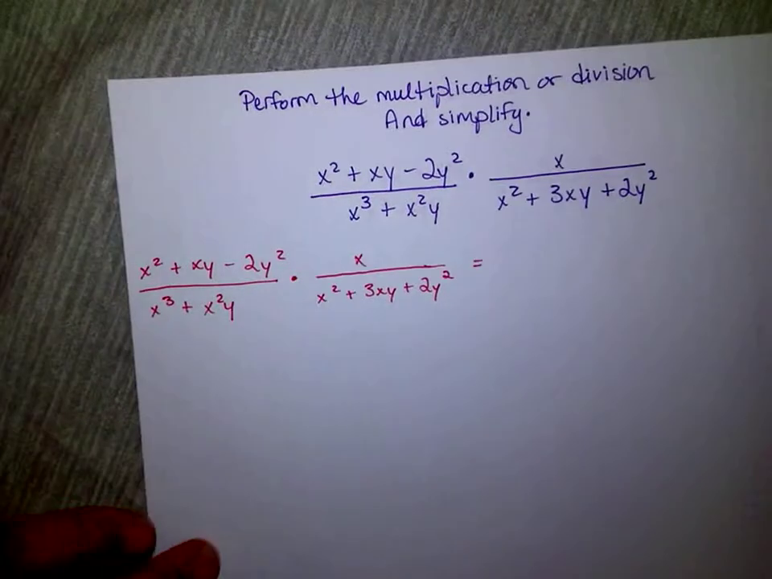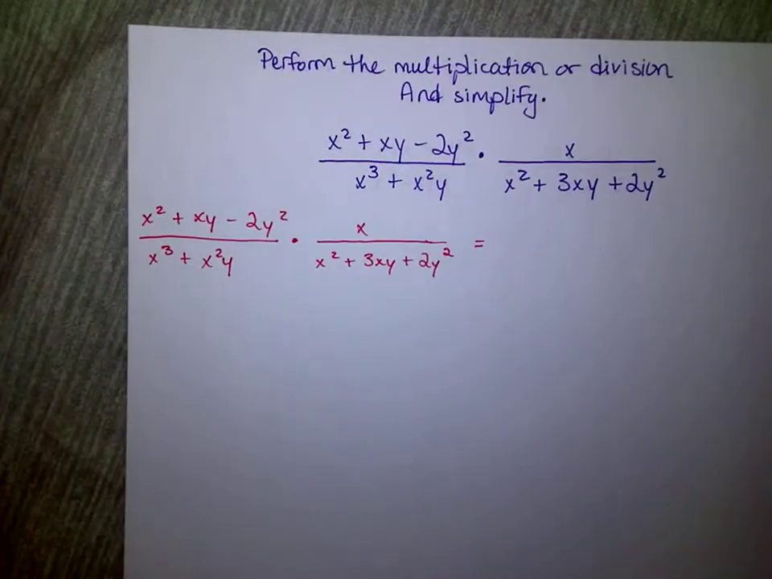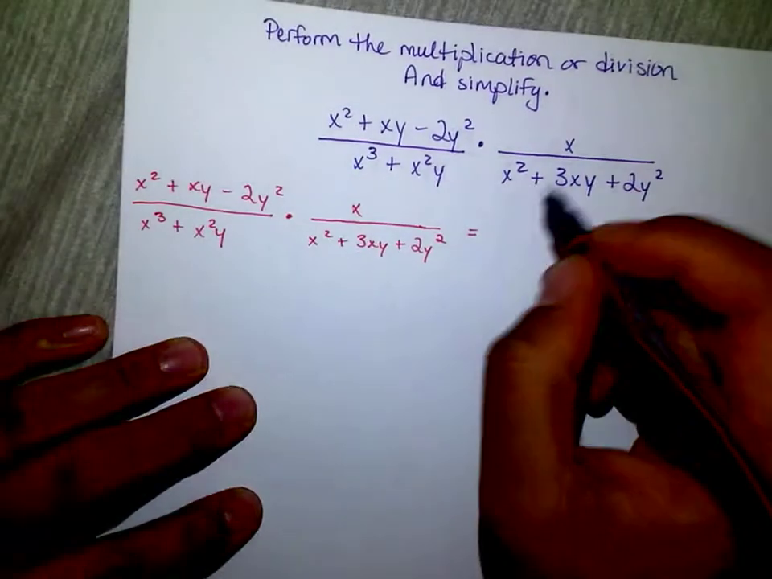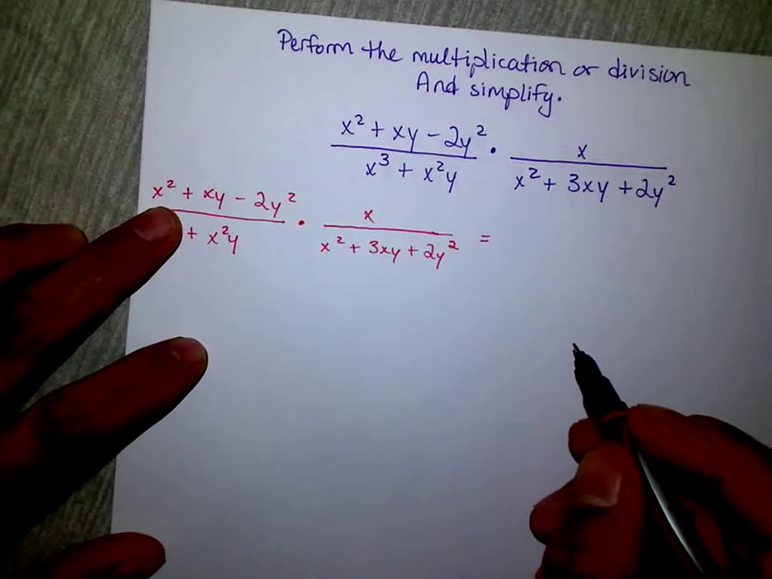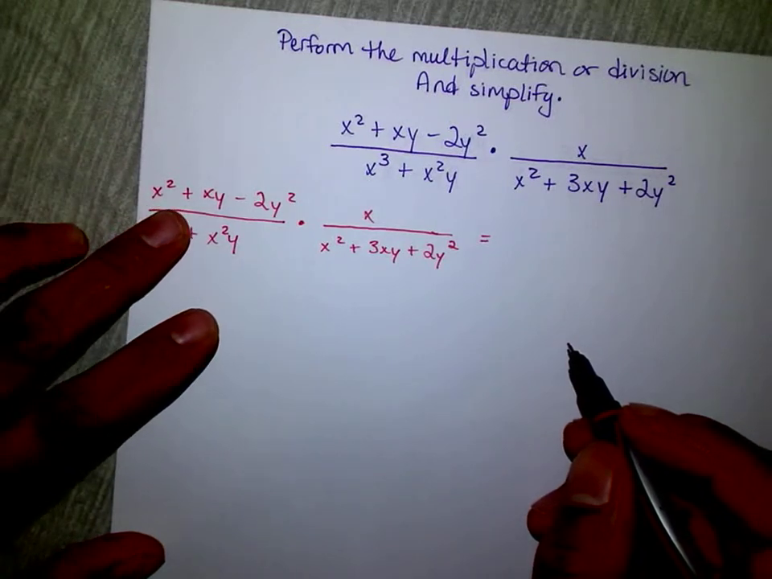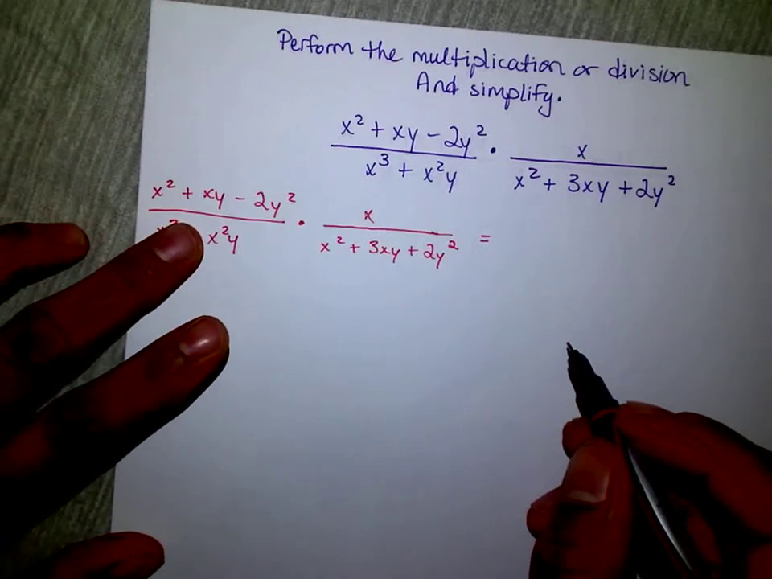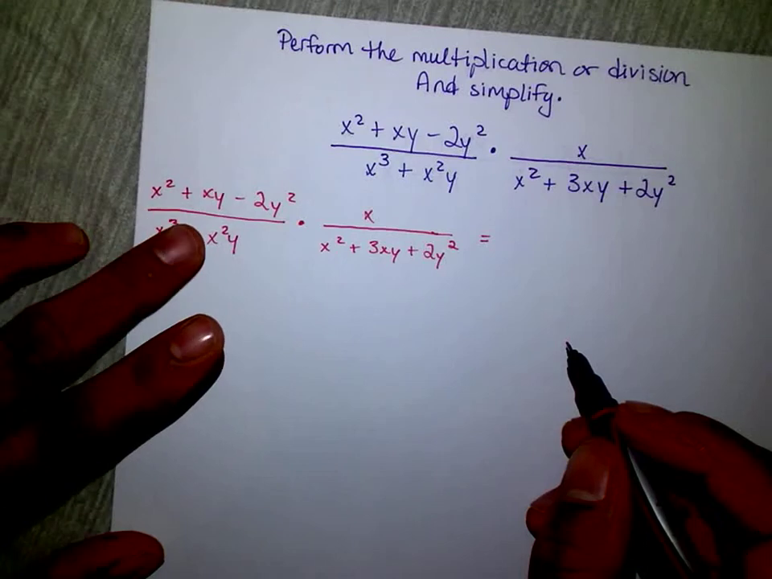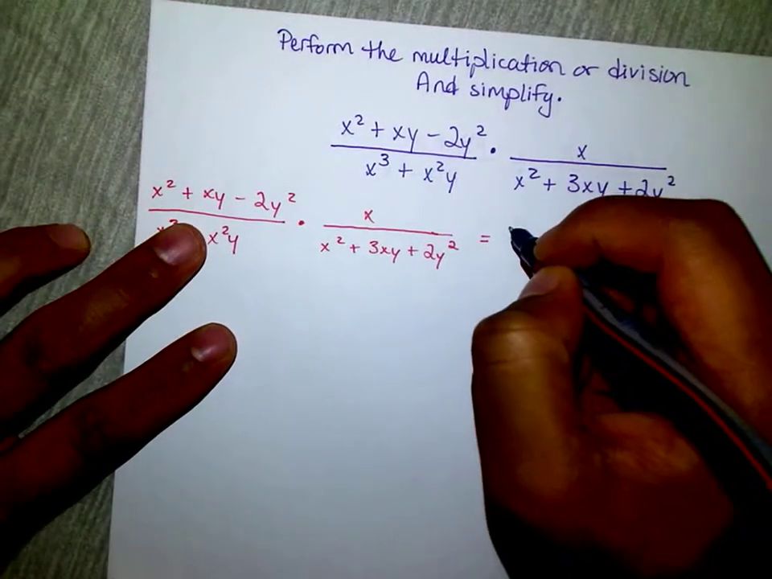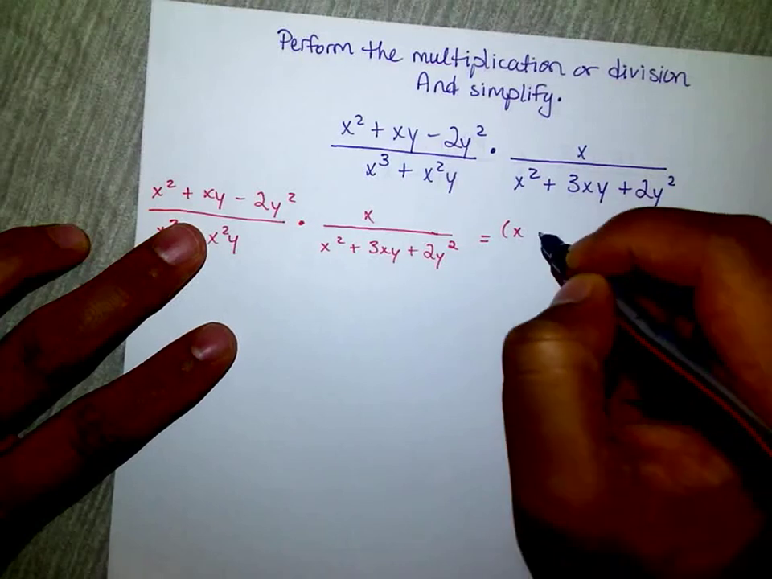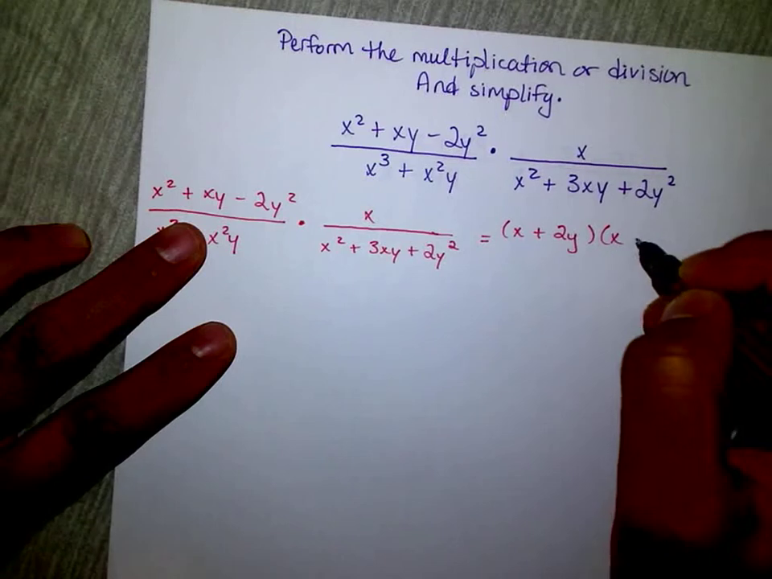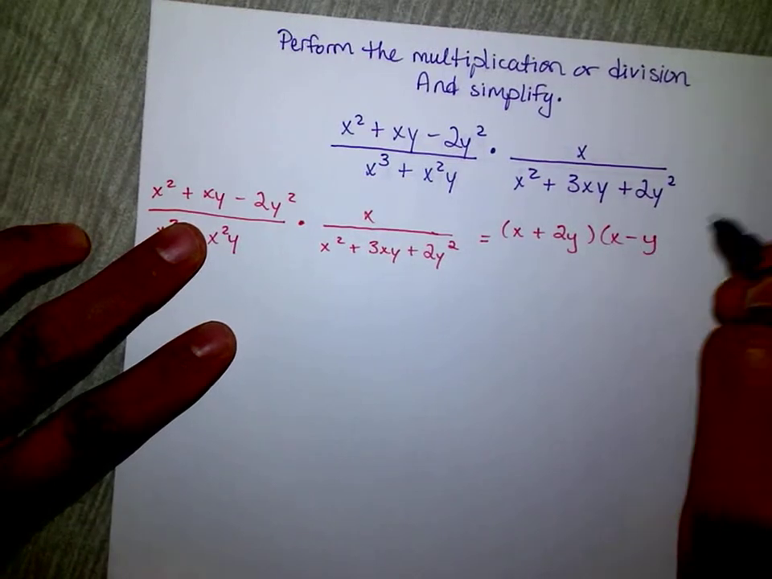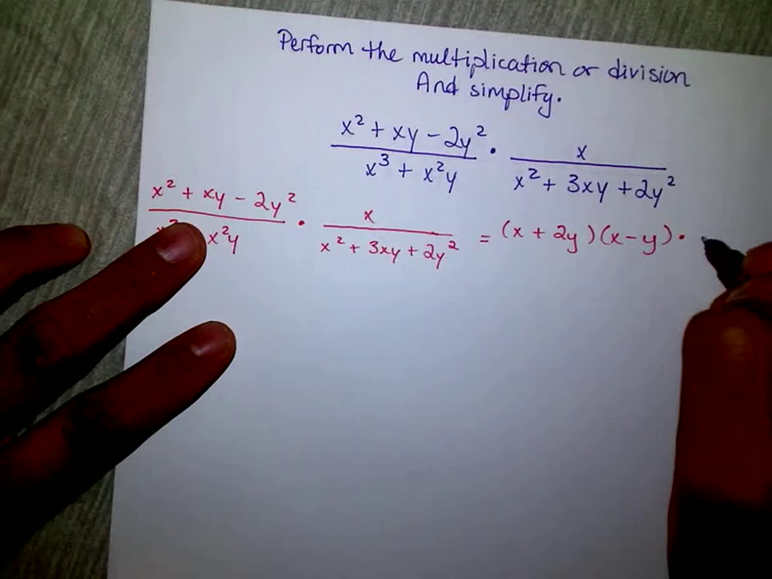Alright, first thing, remember these are all factors here. When I factor this side over here, no, x plus 2y times x minus y. That's what we're going to get right here. X plus 2y times x minus y times x.